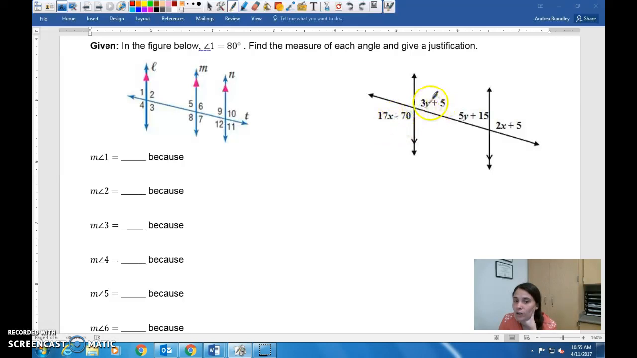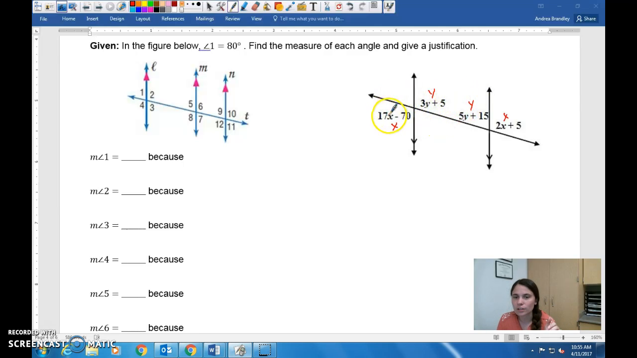These two are vertical angles, so they have to be equal to each other. However, if I set 17x minus 70 equal to 3y plus 5, I can't solve for x or y because I have an x and a y. I'm not going to be able to get things by itself. So I need to look: this has an x in it, and this has an x in it, this has a y in it, and this has a y in it. So I'm going to compare my x angles and compare my y angles.